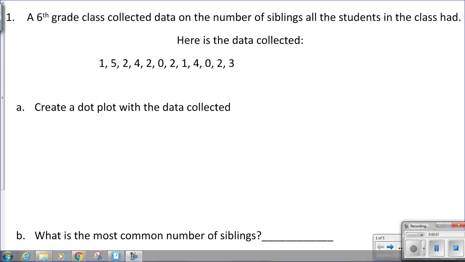All right, question number 1. A 6th grade class collected data on the number of siblings all the students in the class had. Here is the data collected. Create a dot plot with the data collected. First thing, I need a title. Title for my dot plot. So it can be easy as number of siblings.